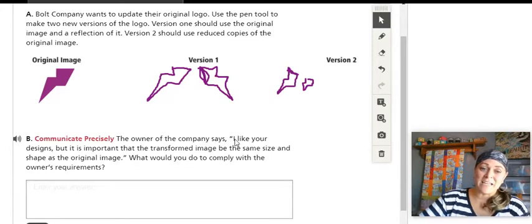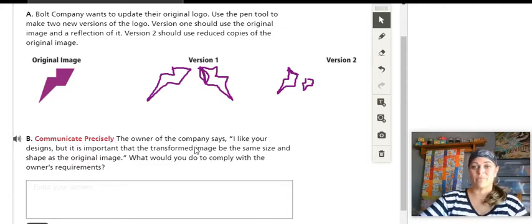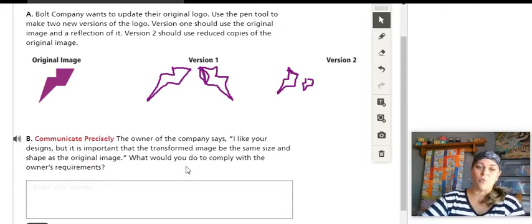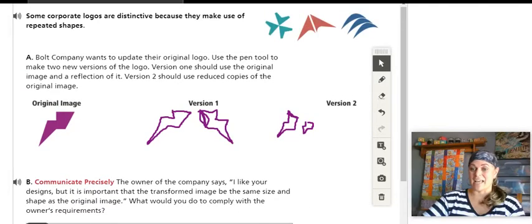The owner of the company says, I like your design, but it is important that the transformation image be the same size and shape as the original. So you think about these two that I just drew. Which one of those has the same shape and size? What would you do to comply with this owner's requirements? What other things could you do besides what I just did to comply and make sure it was the same size and shape?